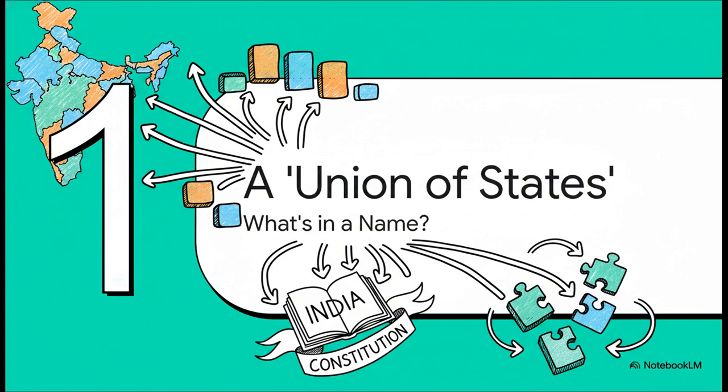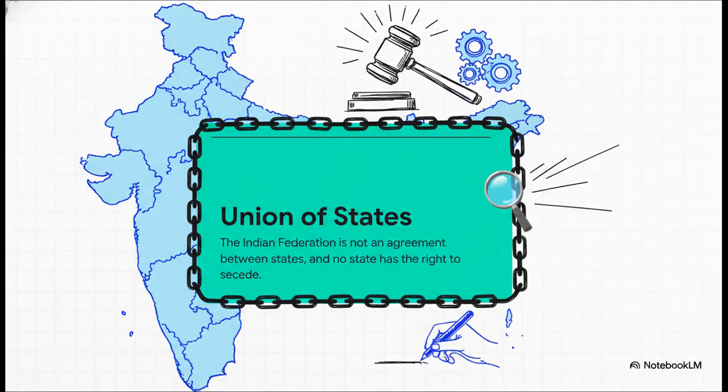The Indian Constitution, in Article 1, describes India not as a federation, but as a union of states. Now, that might sound like just a choice of words, but it was a deliberate, calculated decision with huge consequences. You see, this exact phrasing was pushed by Dr. B.R. Ambedkar, who was heading the drafting committee. He chose Union of States for two really big reasons.